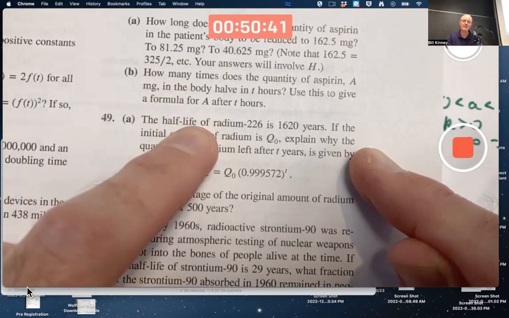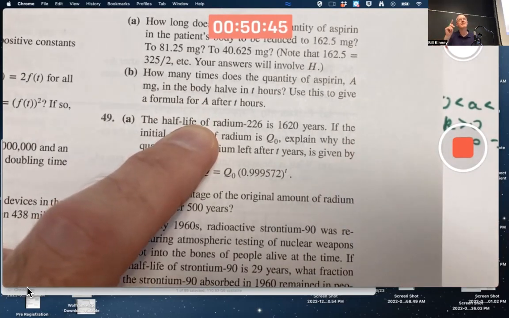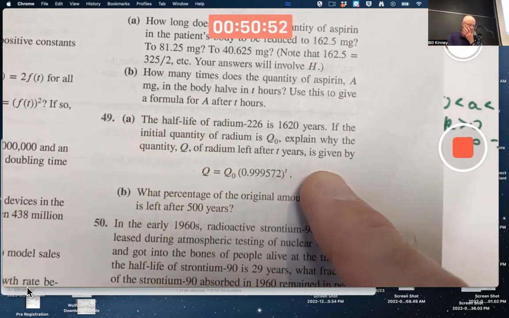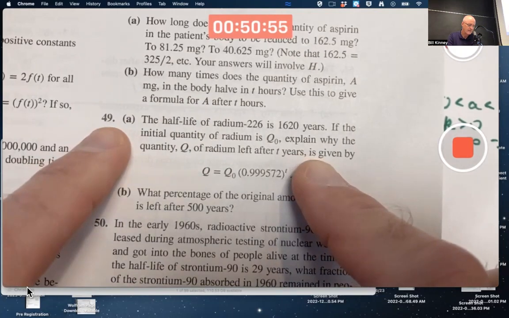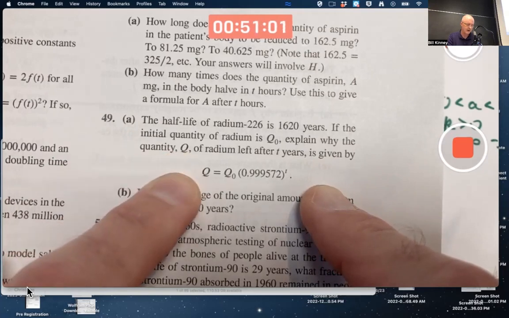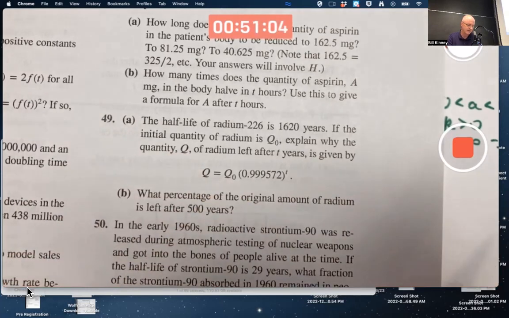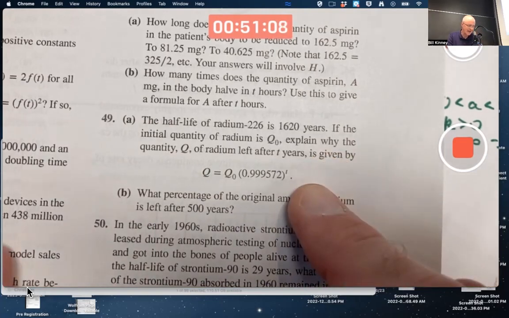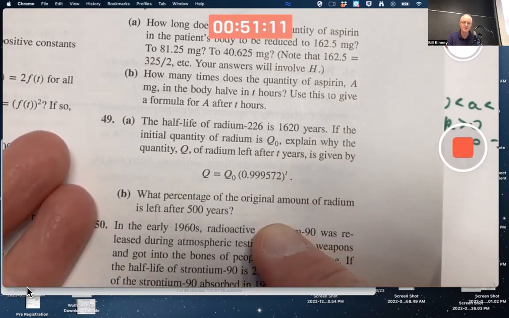The amount of this radium isotope is what's decreasing. The mass might be getting smaller because neutrons or whatever might be shooting off and going into outer space or something. But anyway, this is the function representing the amount of radium, quantity of radium as a function of time. Q0 is not specified. This says, why is that the case? And they also ask you to figure out what percentage of the original radium is left after 500 years.